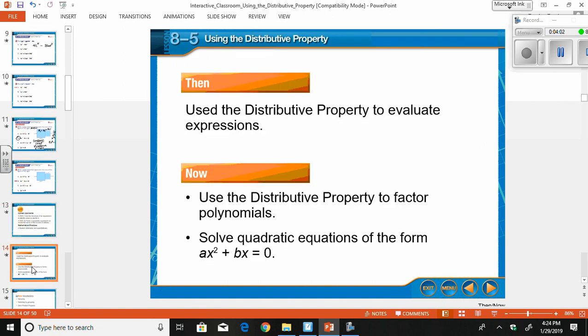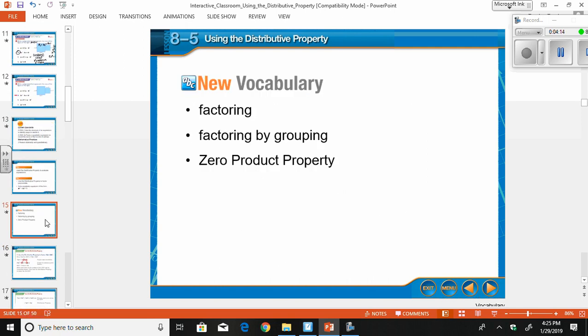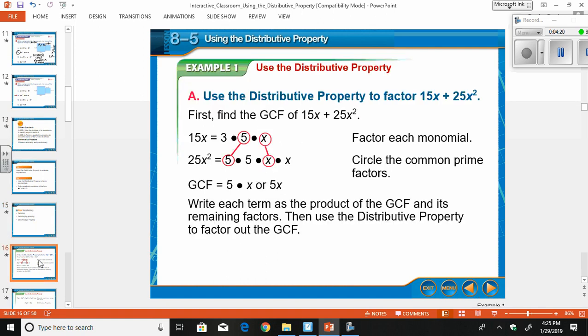What we have done is use the distributive property to evaluate expressions. What are we going to do? Use the distributive property to factor polynomials, and then solve a quadratic equation of the form ax squared plus bx equals c. Terms that we talked about: factoring by grouping, and the zero product property.